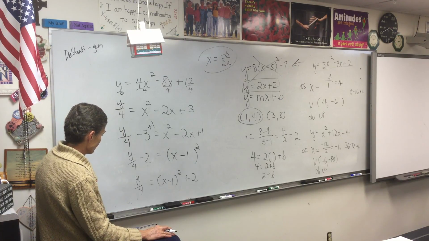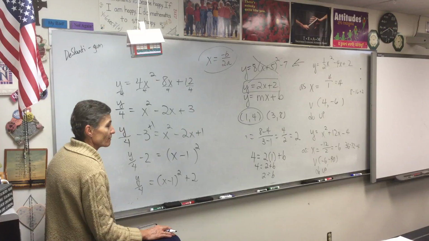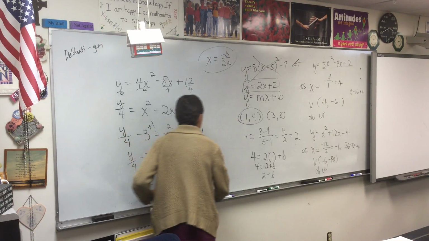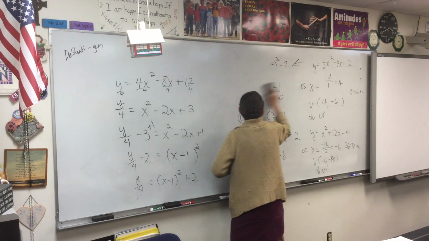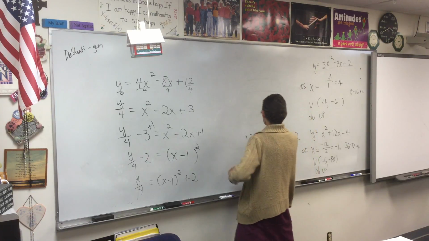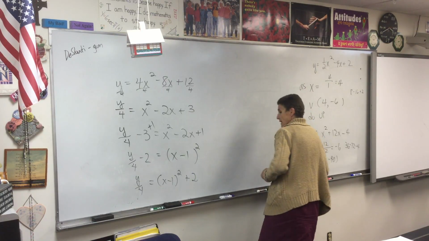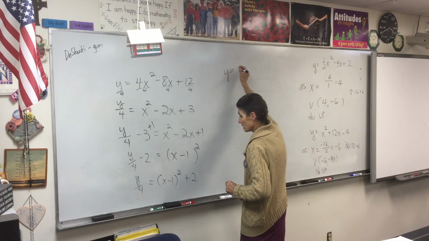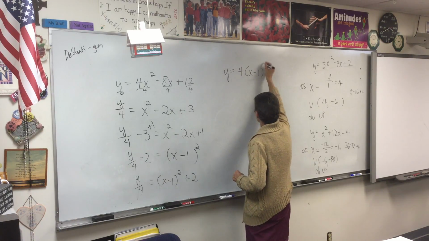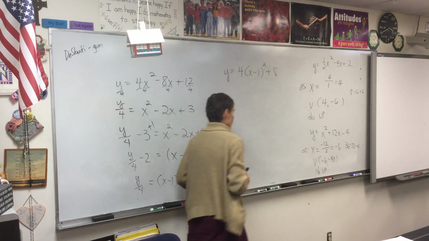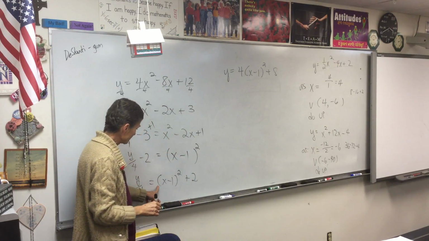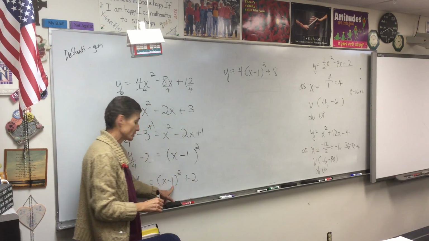You multiply each side by 4. Multiply everything by 4. So that's going to give me y equals, because I'm timesing it by 4, 4 times (x minus 1) squared plus 8. Remember, we times by 4, times by 4, times by 4. Don't touch the 1.